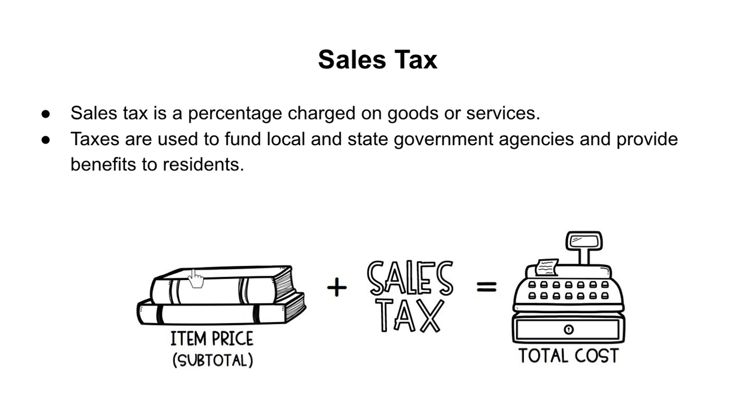So we're going to have something that we buy, we're going to add whatever the sales tax is, and then we're going to get the total cost.